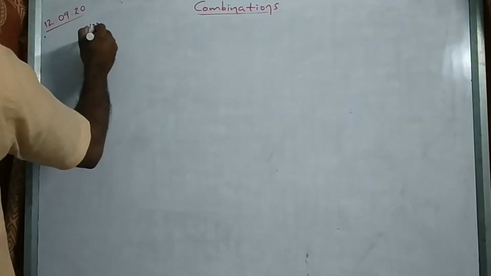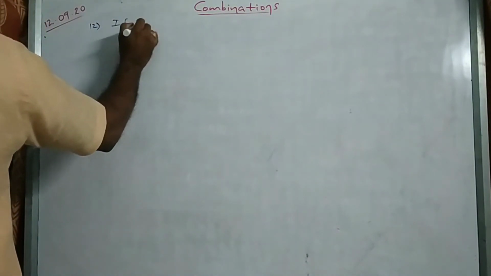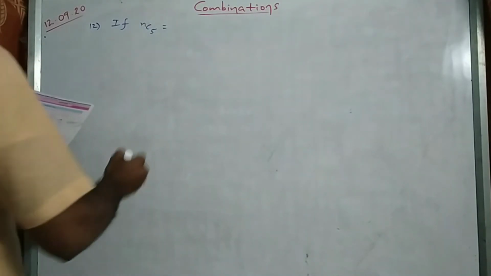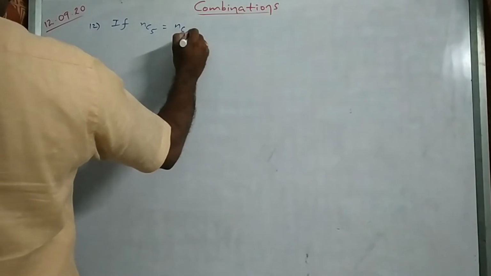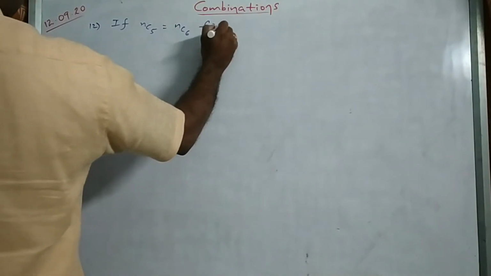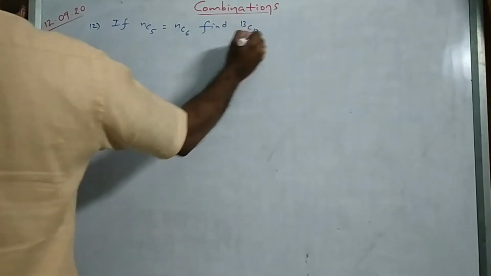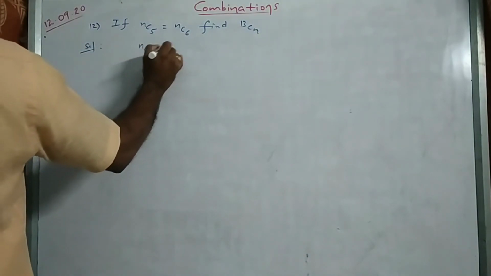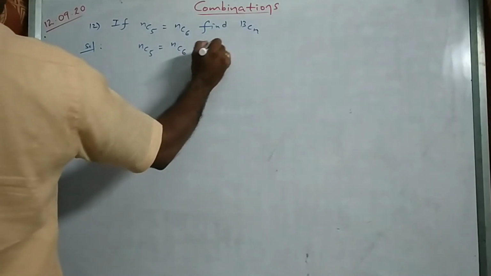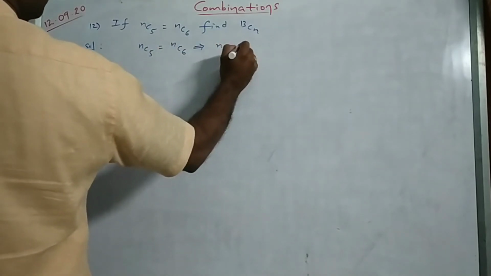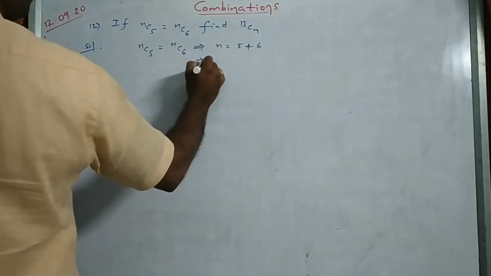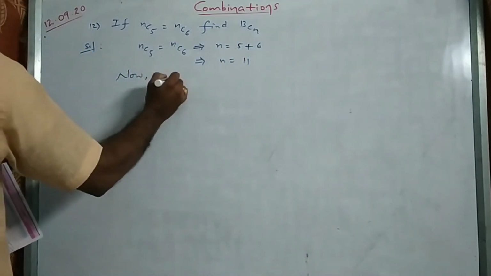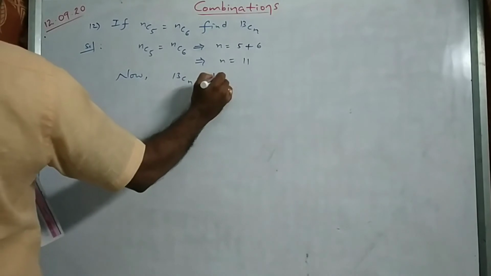12th. If NC5 equal to NC6, find 13Cn. So NC5 equal to NC6. That means N equal to R plus S, 5 plus 6. That means N equal to 11. I want 13Cn. Now 13Cn means 13C11.